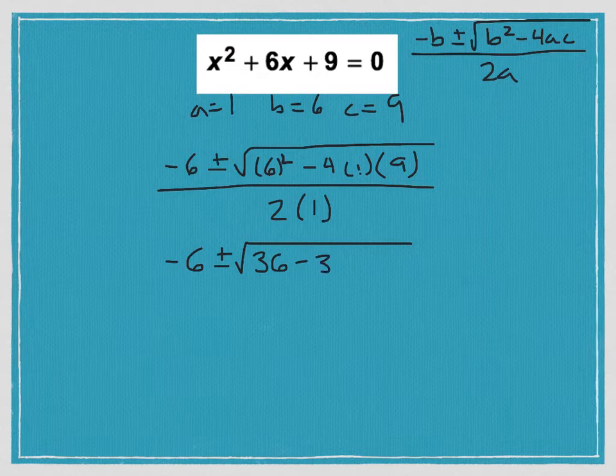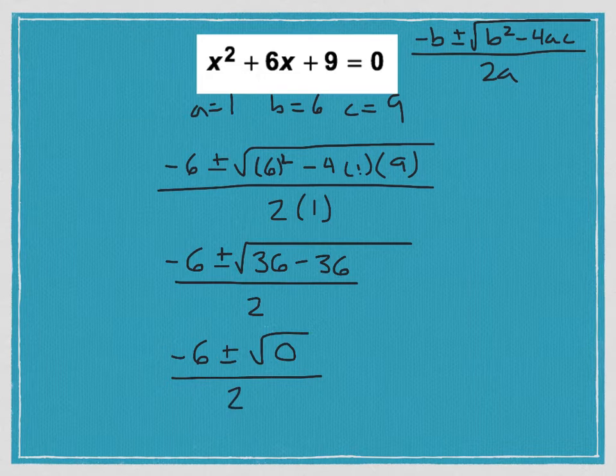36 minus 36, over 2, and then you get negative 6. So now we have negative 6 plus or minus the square root of 0, over 2. What is the square root of 0? 0.